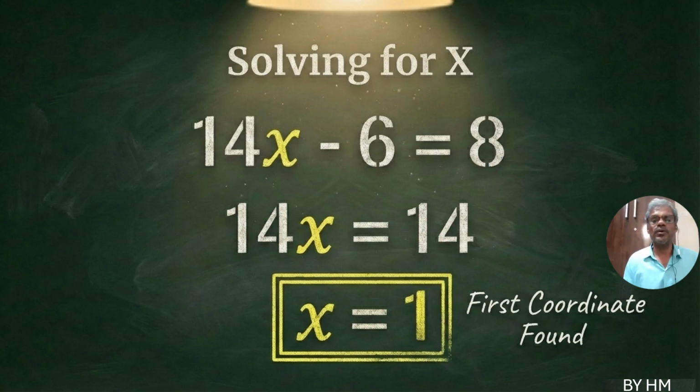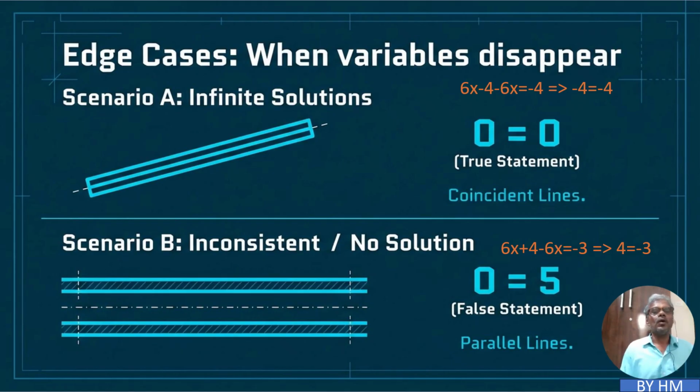First coordinate is found, or we get the first variable as x is equal to 1. Now consider the edge cases when variables disappear. For example, consider that when solving, we get 6x minus 4 minus 6x is equal to minus 4, which gives us minus 4 is equal to minus 4. Also simplifying this, we get 0 is equal to 0, and this is a true statement.